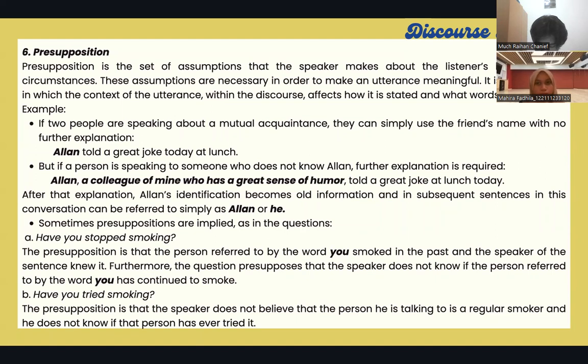And the second question, have you tried smoking? The presupposition is that the speaker does not believe that the person he is talking to is a regular smoker, and he doesn't know if that person has ever tried it.